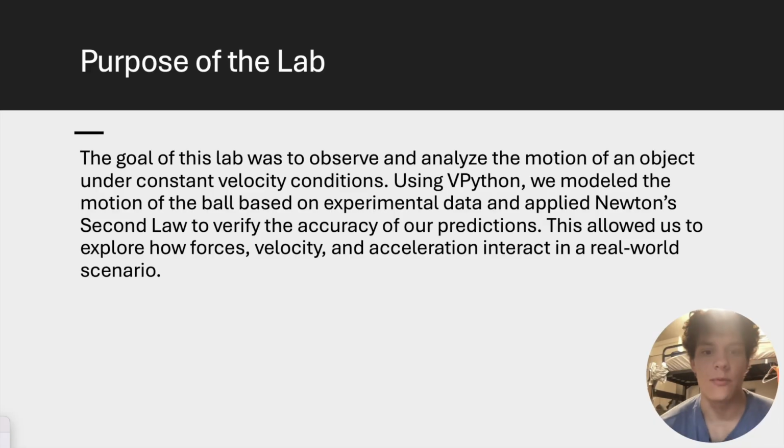The goal of this lab was to observe and analyze the motion of an object under constant velocity conditions. Using VPython, we modeled the motion of the ball based on experimental data and applied Newton's second law to verify the accuracy of these predictions that we made. This allowed us to explore how forces, velocity, and acceleration interact in a real-world scenario.